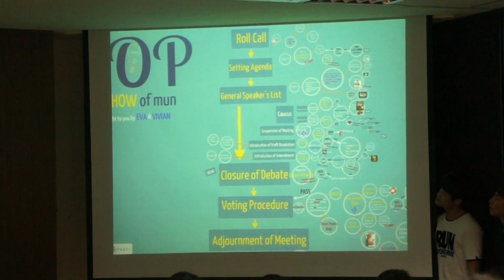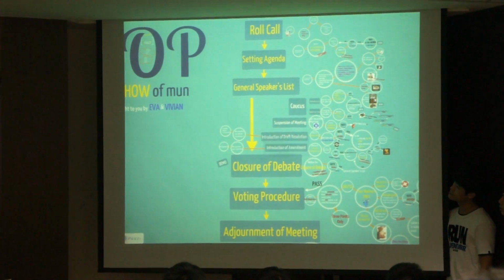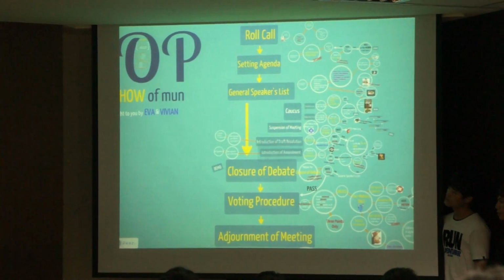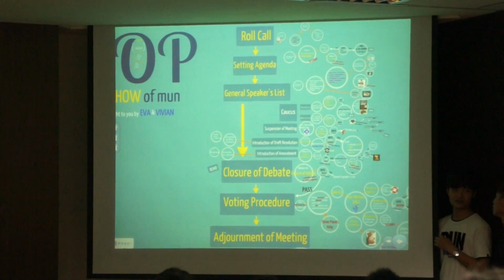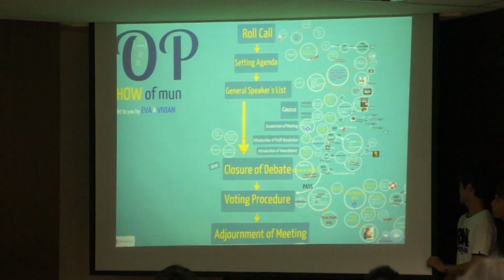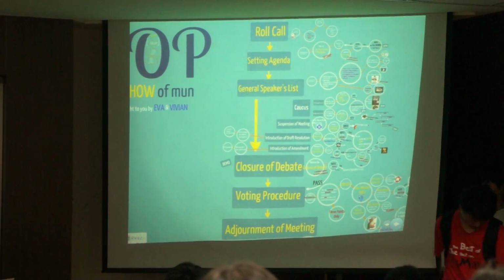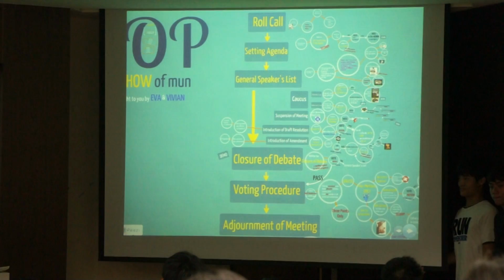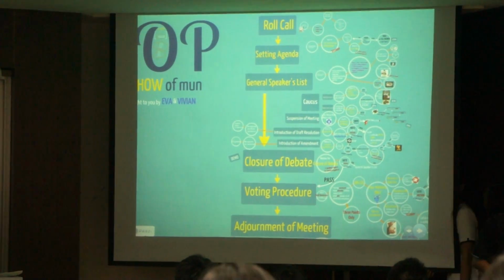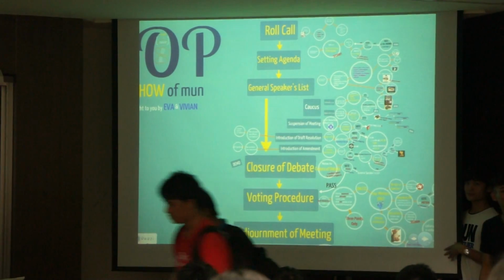After setting the agenda, there's the general speakers list, which is the main component of a conference and consists of 4 parts. After that is the closure of debate, which closes the whole conference. And then we enter voting procedure to vote on the document that you support the most. Afterwards is adjournment of meeting, which closes up everything and lets everyone go home for bed.